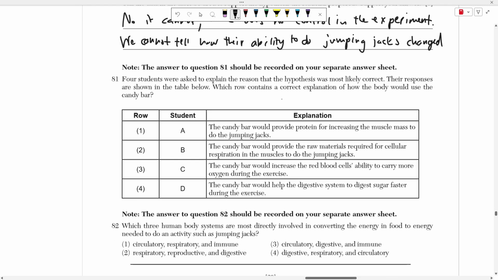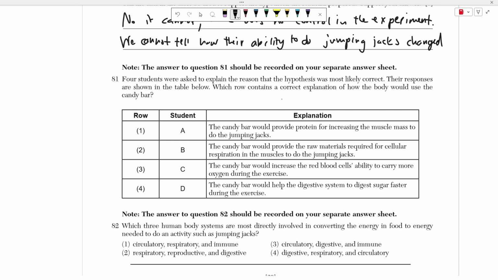Number 81 says that the 4 students were asked to explain the reason that the hypothesis was most likely correct. Their responses are shown in the table below, which row contains a correct explanation of how the body would use a candy bar. So how is the candy bar interacting with the body and making them do more or less jumping jacks? So student A said the candy bar would provide protein for increasing muscle mass to do the jumping jacks.